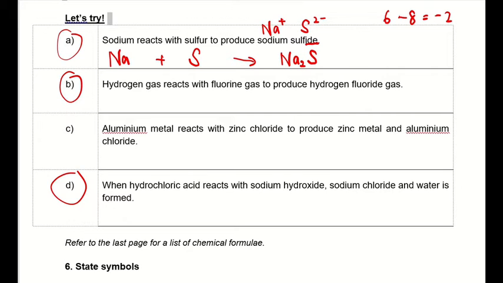Okay, so let's go on to B. Hydrogen gas is also diatomic. Fluorine gas is also diatomic.